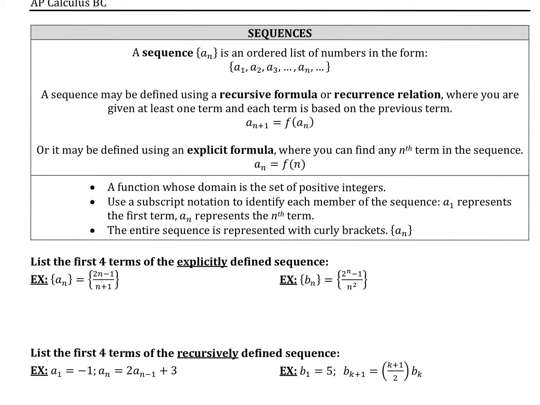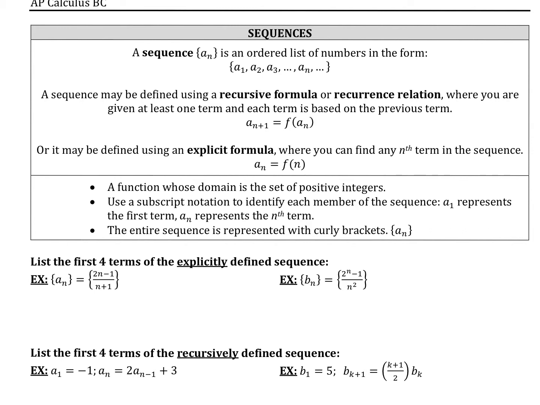So each of these sequences has a domain that is the set of positive integers. Okay, so each subscript that you'll see is a positive integer, typically starting at 1, sometimes 0. So the 0th term, the first term, the second term, etc. The subscript notation is used to identify each member of the sequence. So A sub 1 represents the first term. A sub n represents the nth term. And then the entire sequence is represented with those curly brackets. I know there's an official name. I'm not sure what it is, but these braces, these curly brackets, represent the entire sequence.